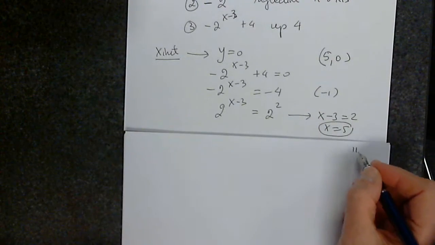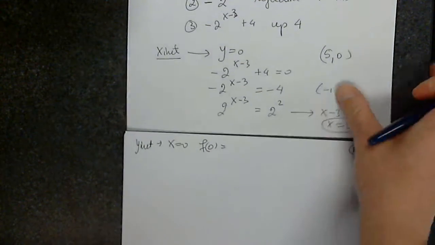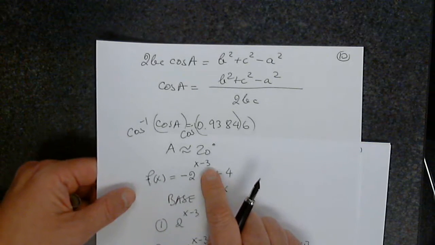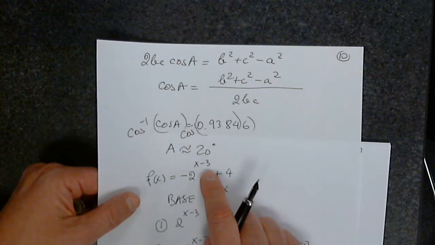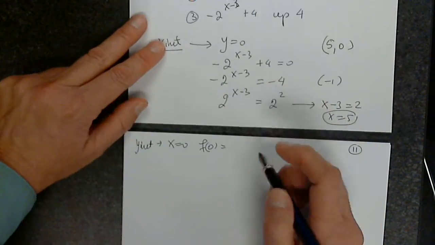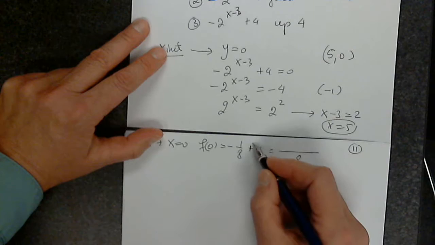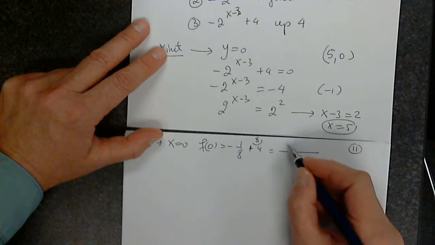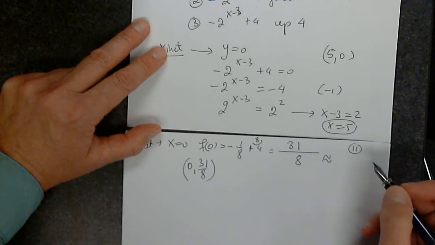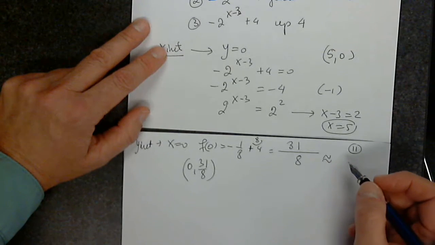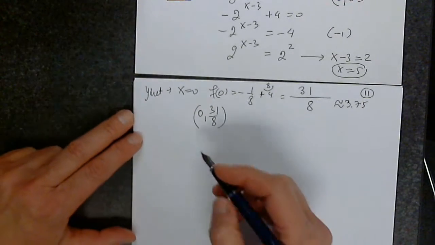Good. So the y-intercept, when x equals 0, which means f of 0. Okay. How much is 0 minus 3? -3, right? How much is 2 to the -3? 1 over 8, with a minus in front. So -1/8 plus 4. The least common denominator is 8. This needs an 8. 32 minus 1 is 31. So (0, 31/8), which is roughly 3.75. Okay, good. So I'm ready now.